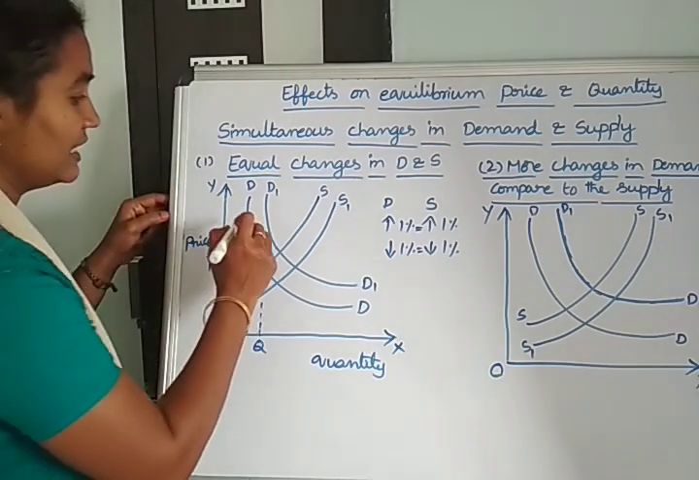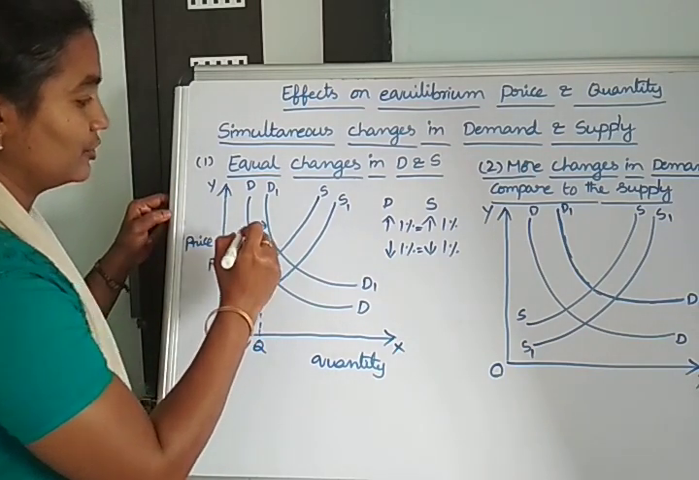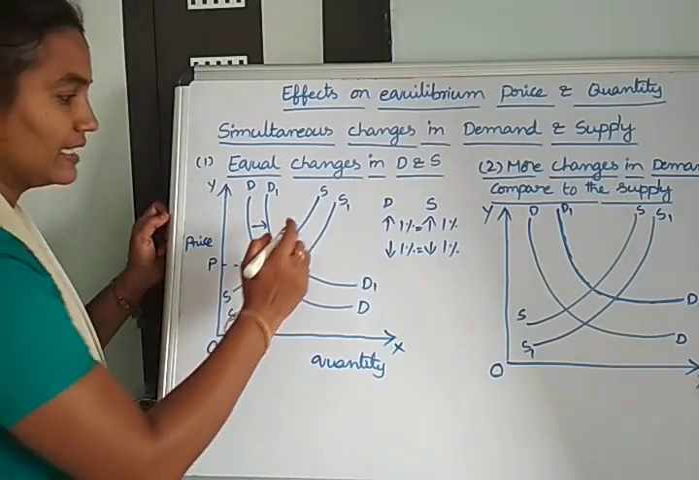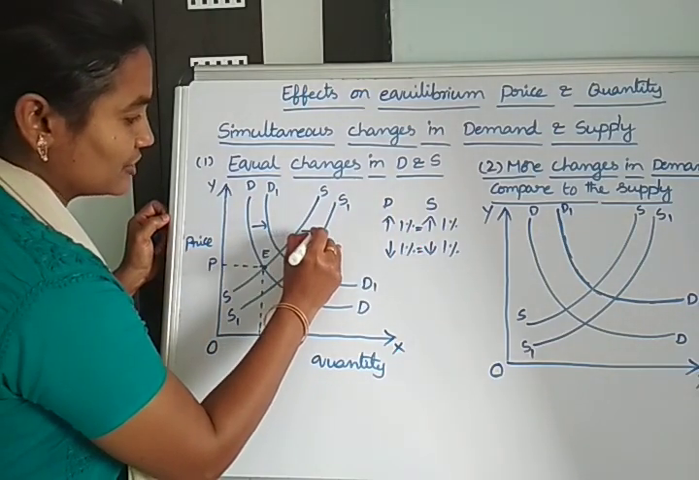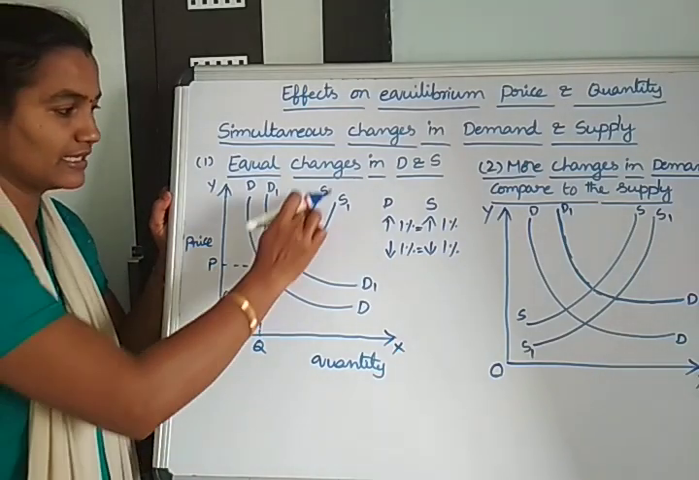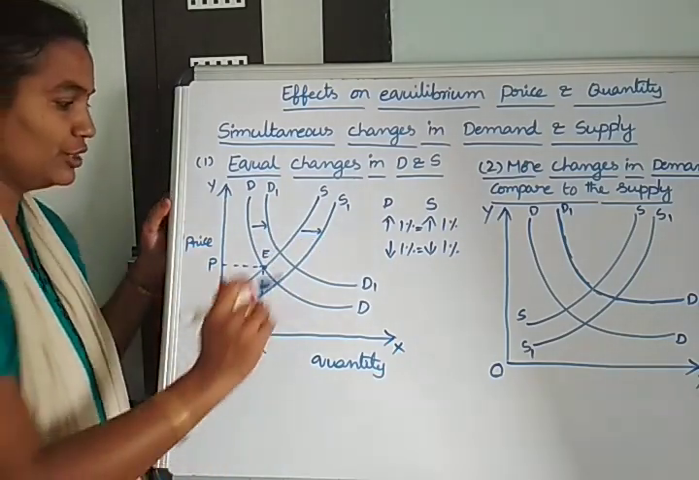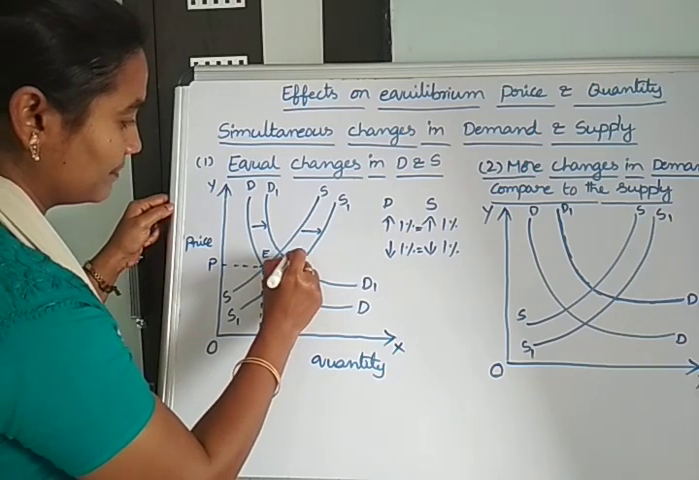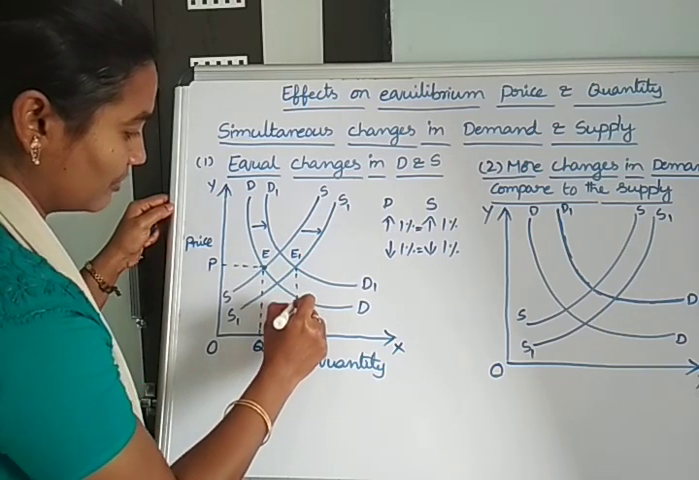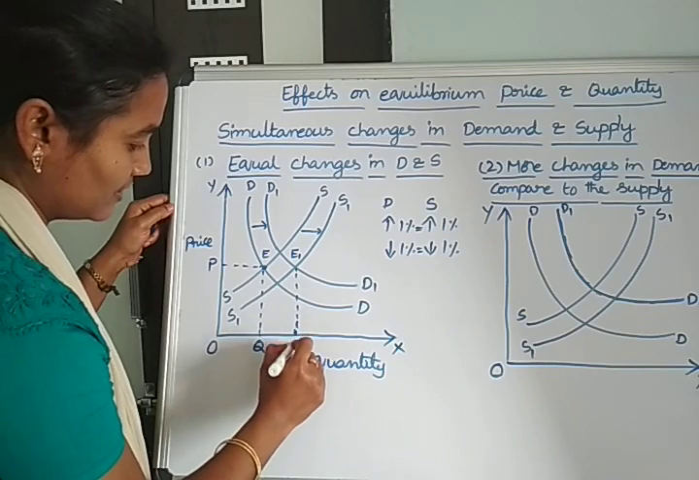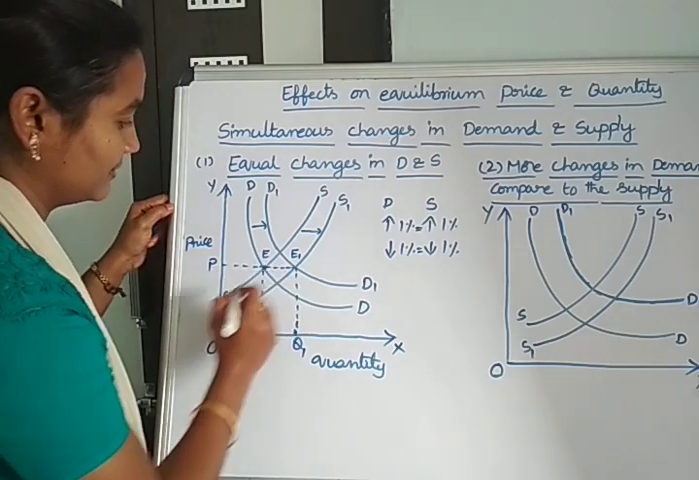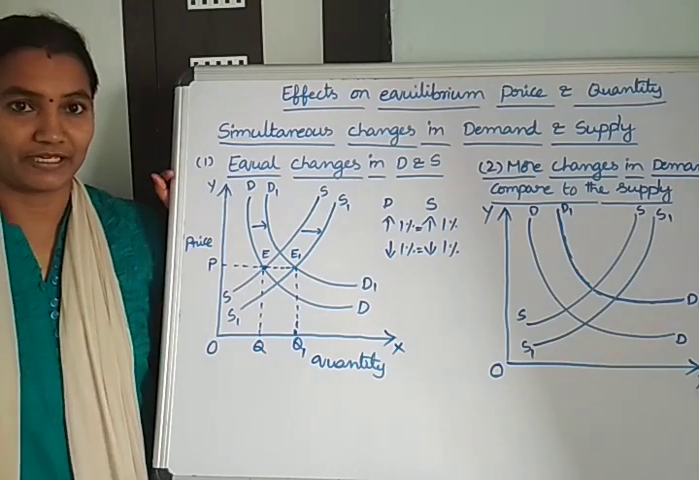Then demand increases from DD to D1D1, so the demand curve shifts to the right, and the supply curve also shifts to the right from SS to S1S1. The new equilibrium is E1, and the new equilibrium quantity is OQ1. The price stays the same. There is no change in the price.